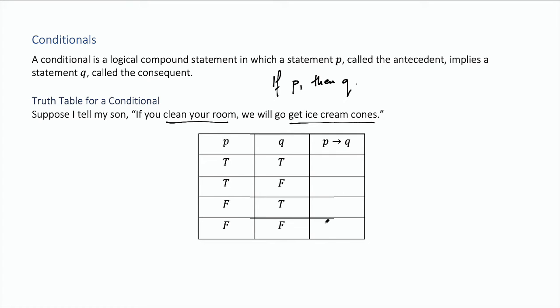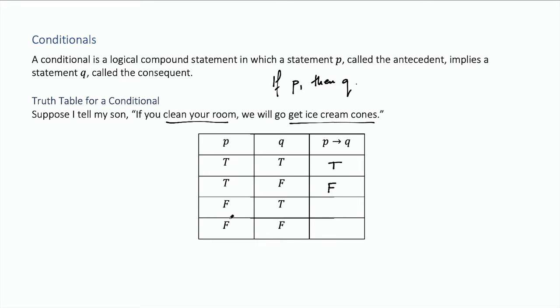So let's look at this first one. True, true. This means that P is true. In other words, my son cleaned his room. Q is true, which means we got ice cream cones. In that situation, I told the truth. He cleaned his room and we went and got ice cream cones. This next combination, we've got P is true, so he cleaned his room, and Q is false. We did not get ice cream cones. In that situation, I lied, so that statement that I said was false.